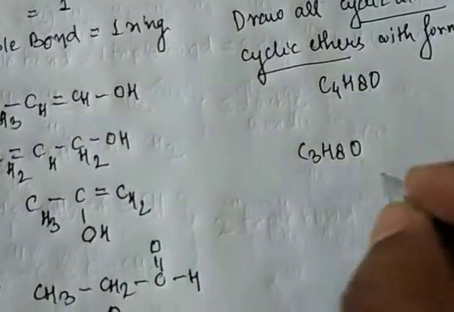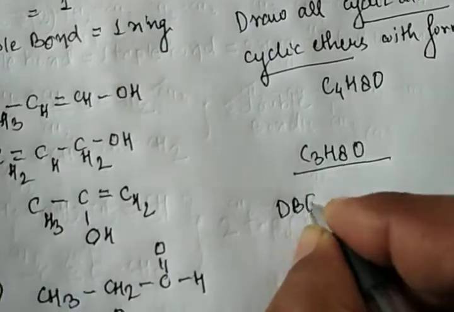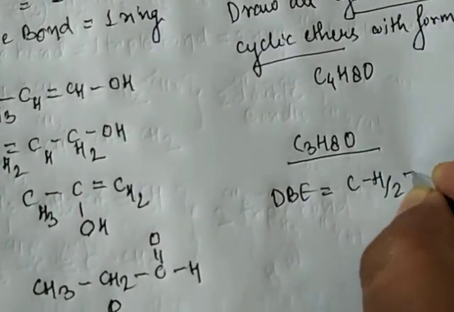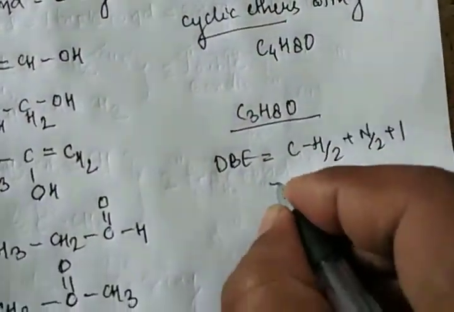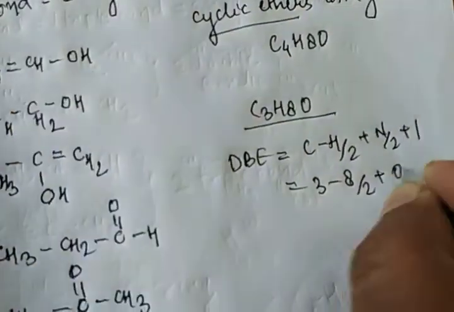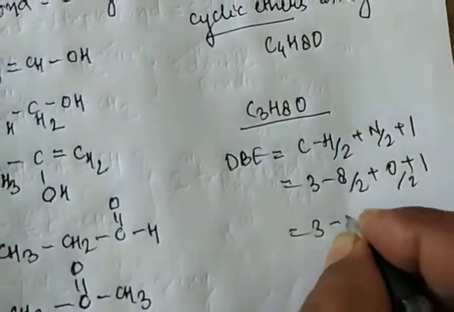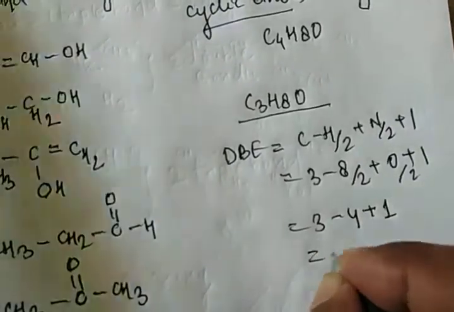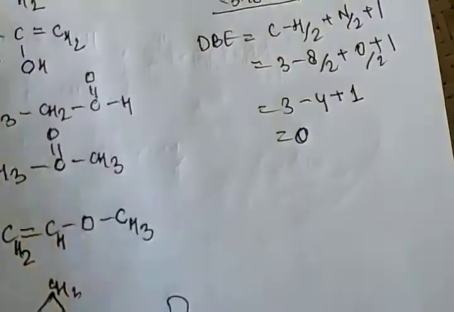Now the next topic again, C3H8O. Just find out DBE. What is the formula? C minus H by 2 plus N by 2 plus 1. So carbon is 3, hydrogen is 8 by 2, nitrogen is 0, 0 by 2, plus 1. So 3 minus 4 is minus 1, plus 1 is 0. So there is no double bond and no ring. Clear?